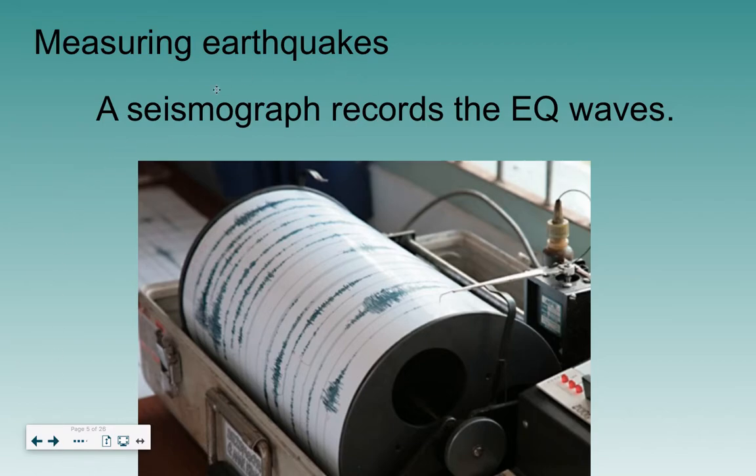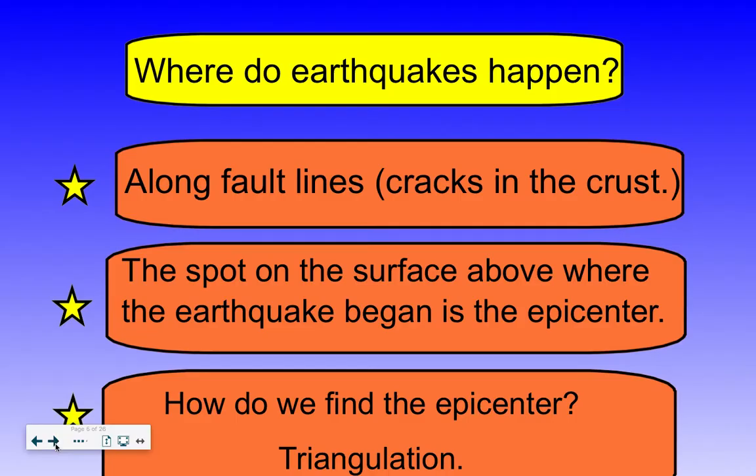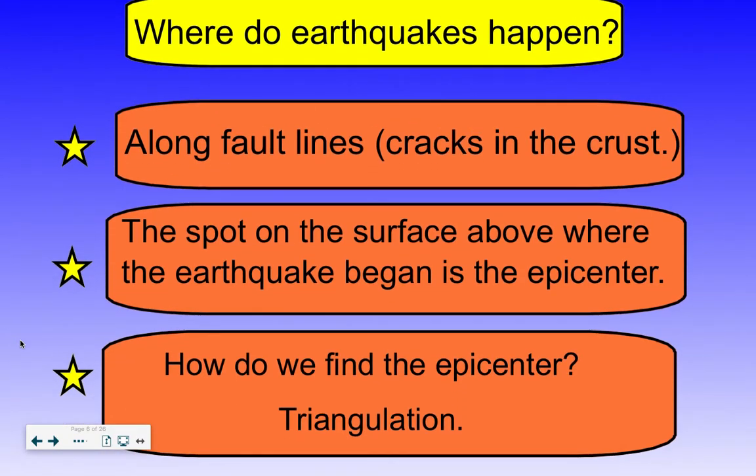A seismograph records the earthquake waves. That's an instrument like this that records when an earthquake passes by. It keeps track of the movement of the earth. Again, write that sentence down, please. Where do earthquakes happen? Pause the video and write this down, please.